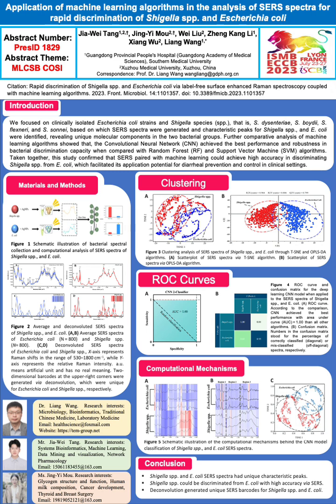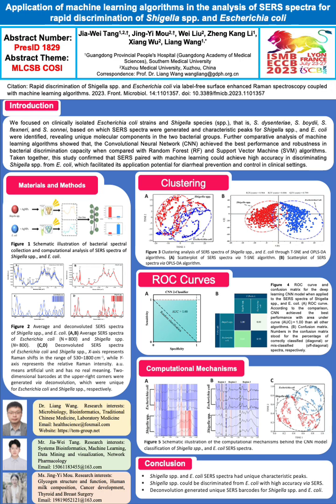In this study, we focused on clinically isolated E. coli strains and Shigella species, based on which SERS spectra were generated and characteristic peaks for Shigella species and E. coli were identified, revealing unique molecular components in the two bacterial groups. Furthermore, comparative analysis of machine learning algorithms showed that the CNN algorithm achieved the best performance and robustness in bacterial discrimination capacity when compared with random forest and support vector machine algorithms.